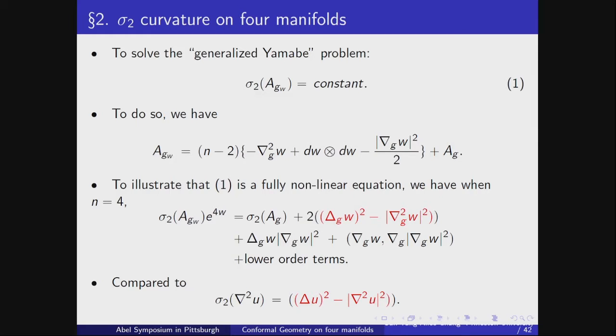When is this equal to a constant? It looks complicated, but on the other hand, in the literature, we already have lots of tools to study sigma 2 of the Hessian of u. Okay? And the leading order term is Laplacian of u squared minus Hessian of u squared. So we build on a technique. We know how to study the Hessian, the second symmetric function of the Hessian, to study our equation, sigma 2.